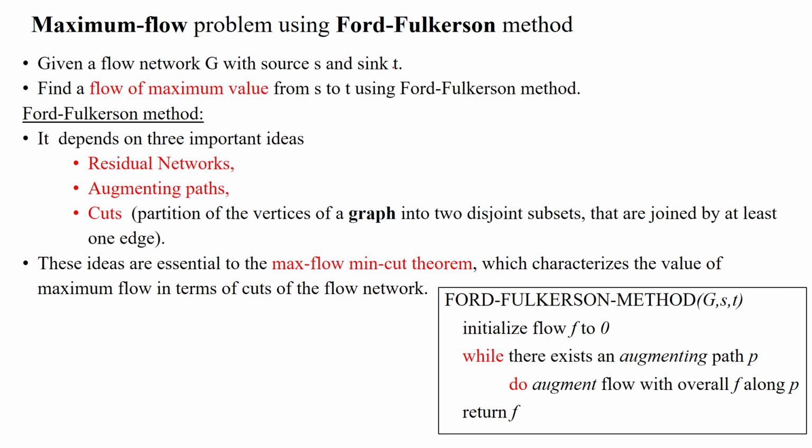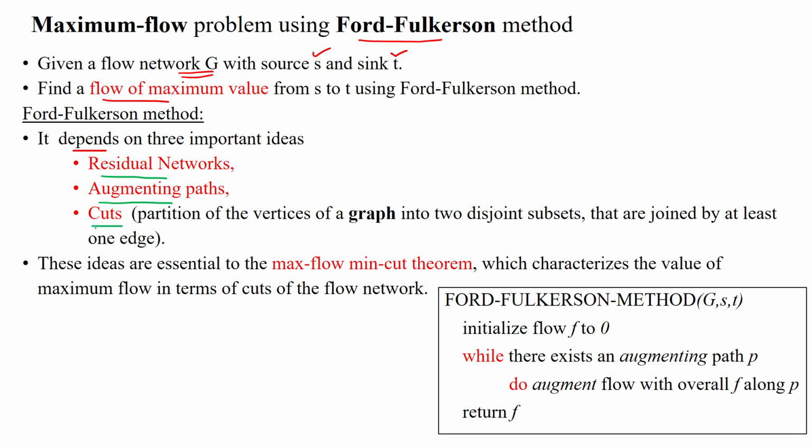Based upon that, we are going to see the Ford Fulkerson algorithm for a given graph G, which has source and sink nodes S comma T respectively. Here we have to find the maximum flow between the source and destination, which depends on three important criteria. One is the residual network. That means the residual network will have the flow and the remaining capacity of the corresponding edges. And we have to construct the augmented paths for each and every iteration.